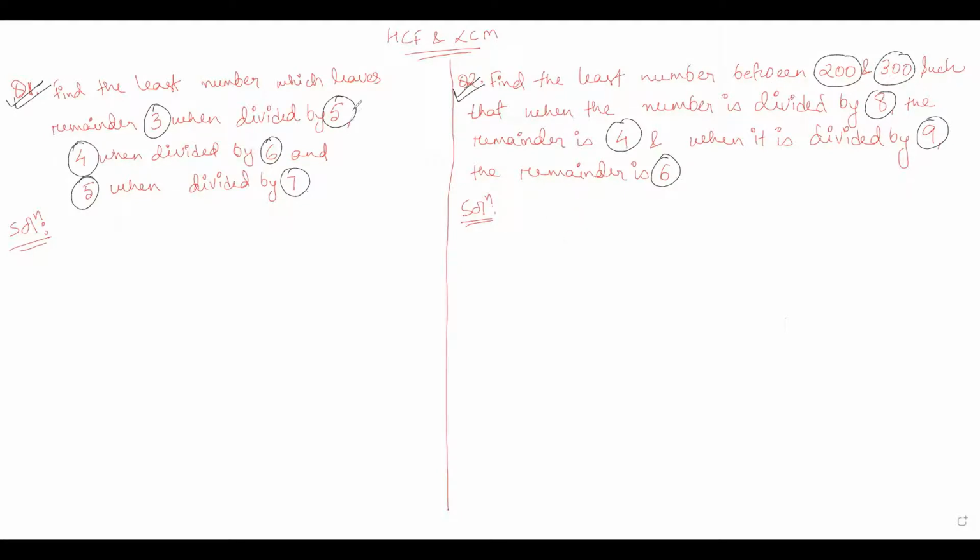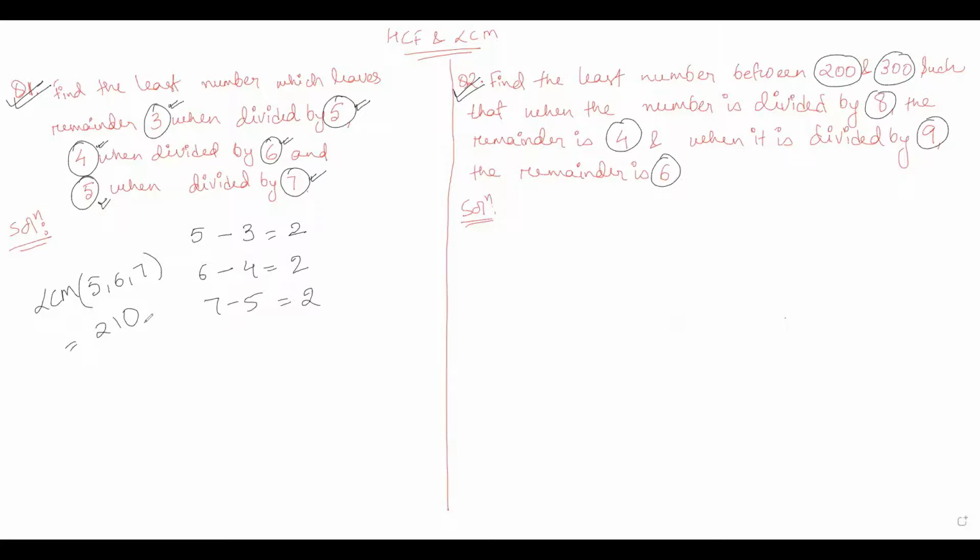But if you look here, the divisor is 5 and the remainder is 3. The divisor is 6, the remainder is 4. The divisor is 7 and the remainder is 5. So if you check the difference between the divisor and the remainder, 5 minus 3 is 2. Again, 6 minus 4 is 2, and 7 minus 5 is 2. So in such cases, when the difference between the divisor and the remainder is the same, we can simply take the LCM of all the divisors, that is 5, 6, and 7. The LCM of 5, 6, and 7 is simply 210.